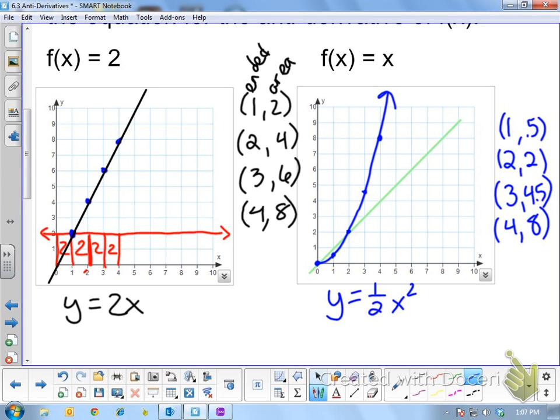Okay. So then he made a second conjecture. What would happen if I find y prime of this function? It'd be x. What about the other one? What if I took the derivative of this function? It'd be 2. So what have we discovered here?